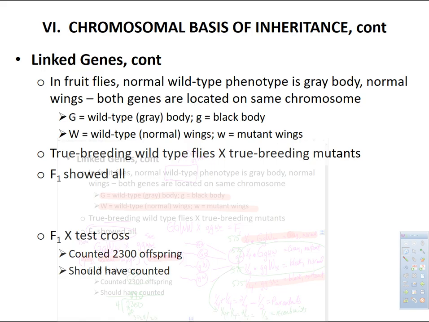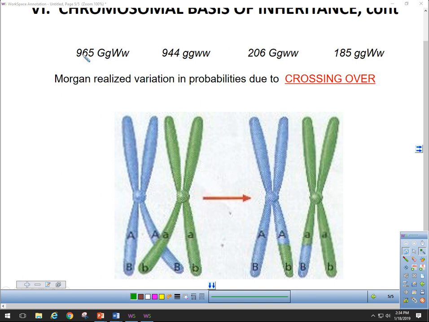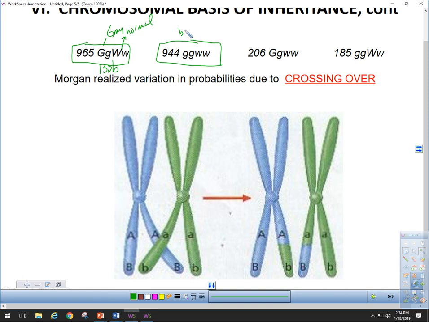Here's the dealio. Look at his results. These were Mendel's expectations. These were Thomas Hunt Morgan's results. 965. Look at this. Gray with normal wings. That's like Bob. Look down right here, 944 that were black with mutant wings. That's like Sue. So here's Bob, he's a parent. Here's Sue, she's a parent. If I add up 965 plus 944, 6 and 4 is 10, carry the 1, 18, 19. 1909 offspring look like the parentals.